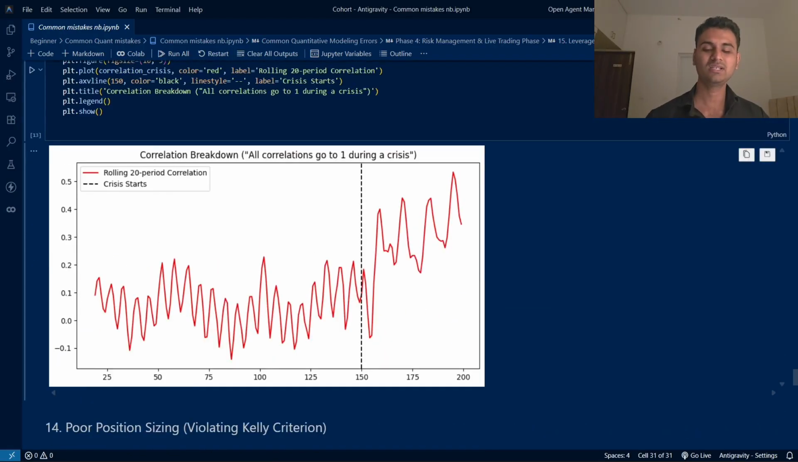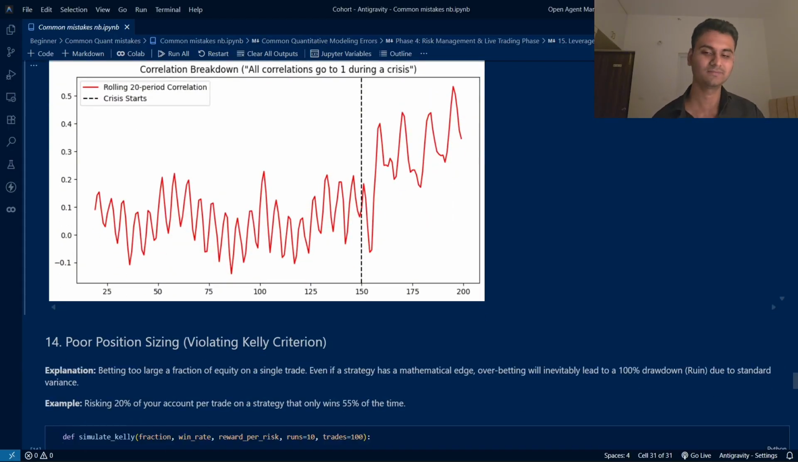So as you can see, stocks might be showing low correlation throughout the time period, but all of a sudden during crisis they might be highly correlated and crash together. Now, position sizing. I will be making an entire 5 to 10 minute video on Kelly criterion, going over the mathematical calculation and everything. But for now, Kelly criterion is the optimal percentage of risk you should take per trade to maximize your growth and avoid the risk of ruin.